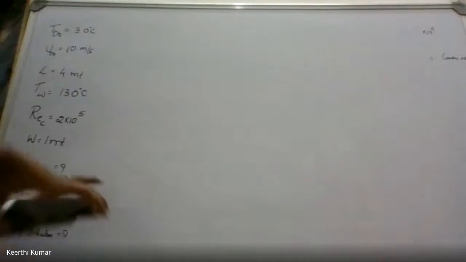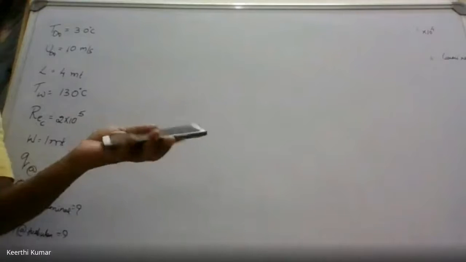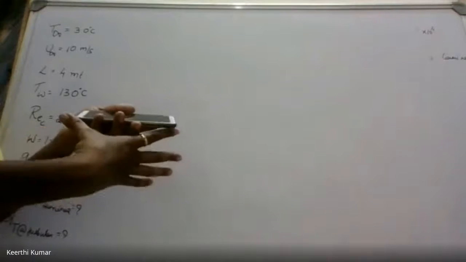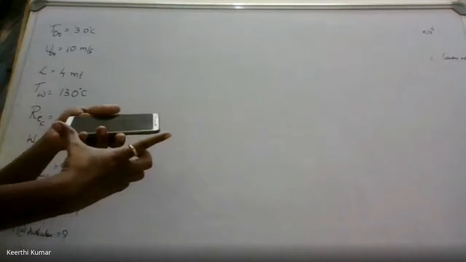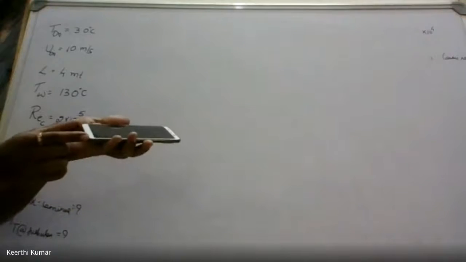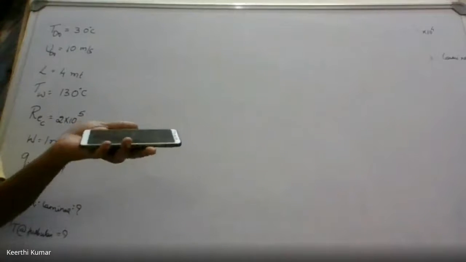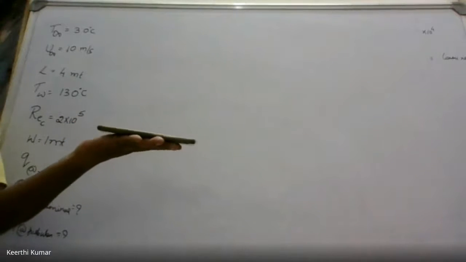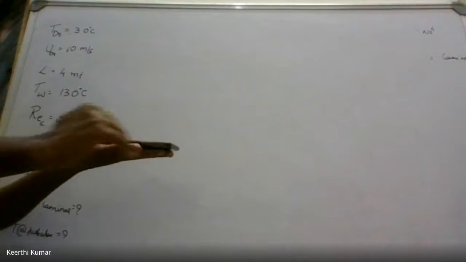Assume that this is a plate where this is the width and this is the length. The length of the plate is given as 4 meter and the width of the plate is 1 meter. Instead of drawing this 3D figure, 1 meter into 4 meters, I'll keep the plate horizontal like this and just draw this surface. Width is 1 meter, but I'll not show that. We'll concentrate only on the length.